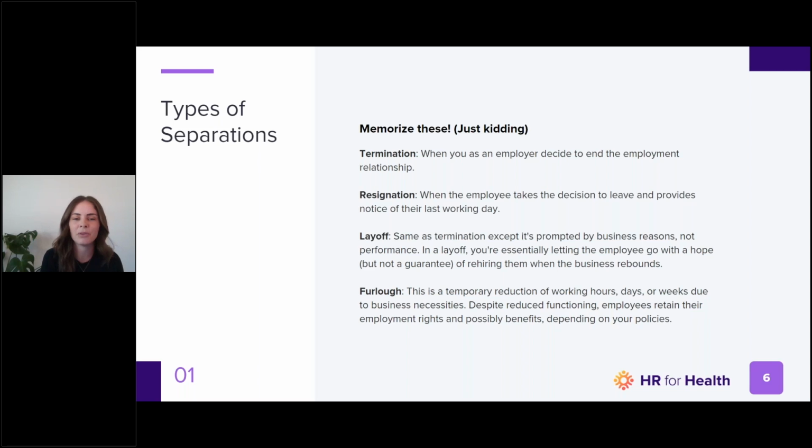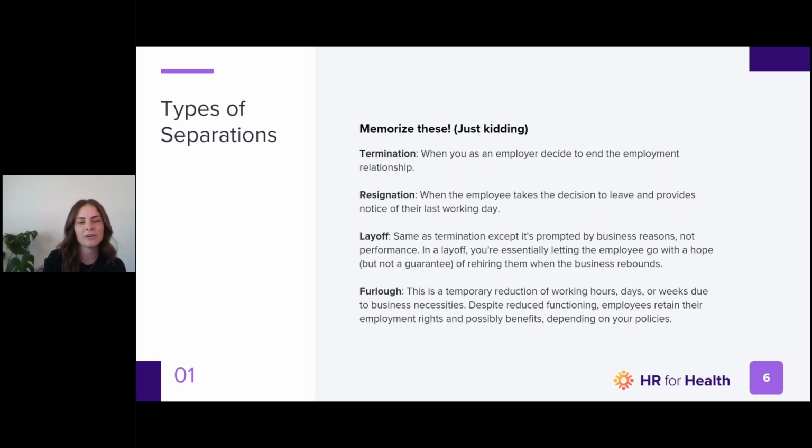That's when you're firing an employee, so you're the one ending the employment relationship. And then a resignation is when the employee is putting in their notice. So they're the ones saying, hey, I'm no longer going to be working here. So they're ending the relationship. Those are going to be the most common. That's what you're hearing all the time.